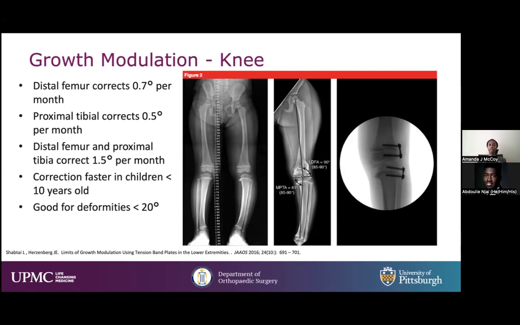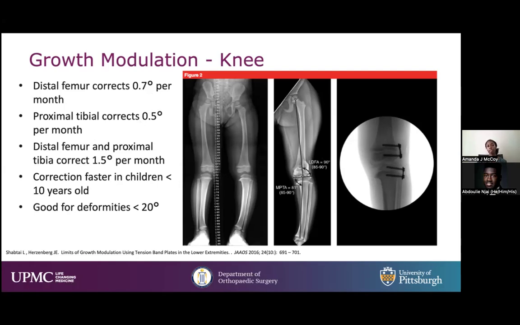Generally, when you do guided growth, it's really important to continue to follow the families, because sometimes you can go too far. So you have knees in varus, and then you overcorrect, and then you have knees in valgus. And so I think it's important to know these numbers because they help you keep in mind how long you can expect to keep guided growth plates in.